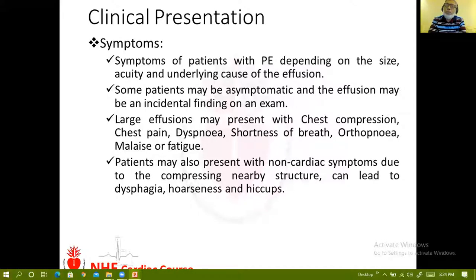A large effusion may present with chest compression, chest pain, dyspnea, shortness of breath, orthopnea, malaise, or fatigue. Patients may also present with non-cardiac symptoms due to compression of nearby structures, which can lead to dysphagia due to compression of the esophagus, hoarseness of voice due to compression of the recurrent laryngeal nerve, and hiccup due to irritation of the phrenic nerve.